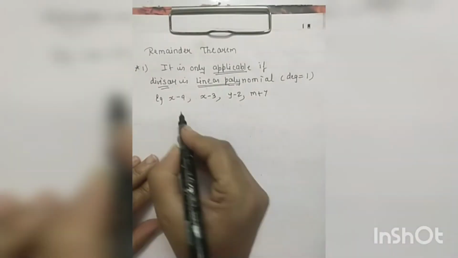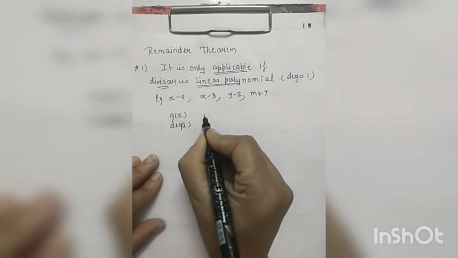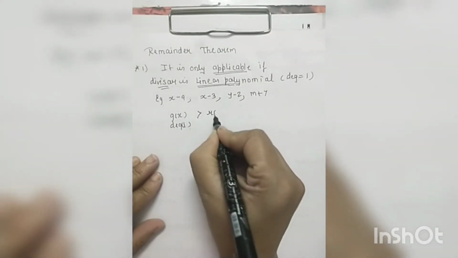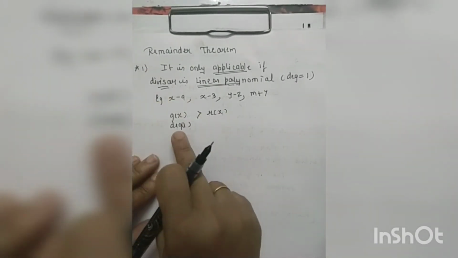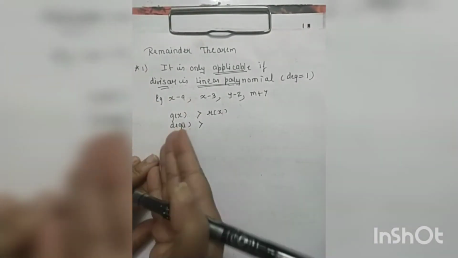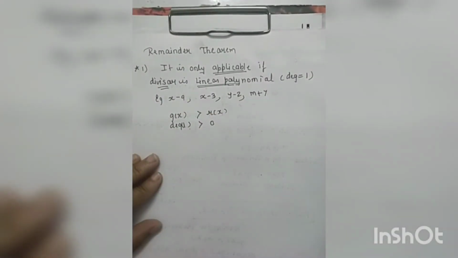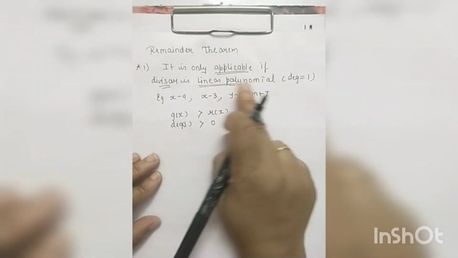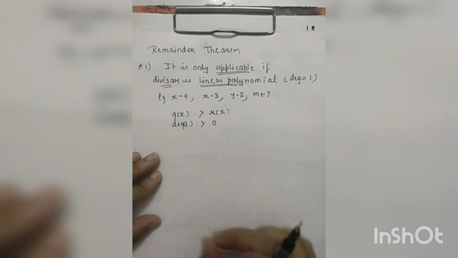Now if the degree of g of x is 1, we know that r of x is always less than this. If its degree is 1, what will be less? What is less than 1 is 0. So the remainder becomes 0. When the divisor is a linear polynomial, the remainder has degree 0. And this is the only important thing which we are going to use in this sum. Okay, so let's check it.